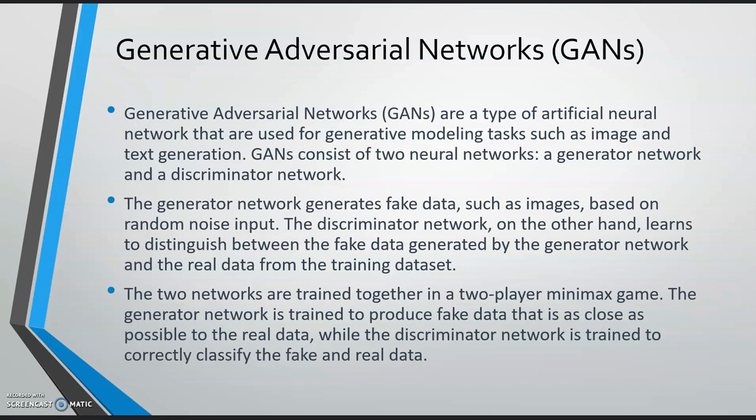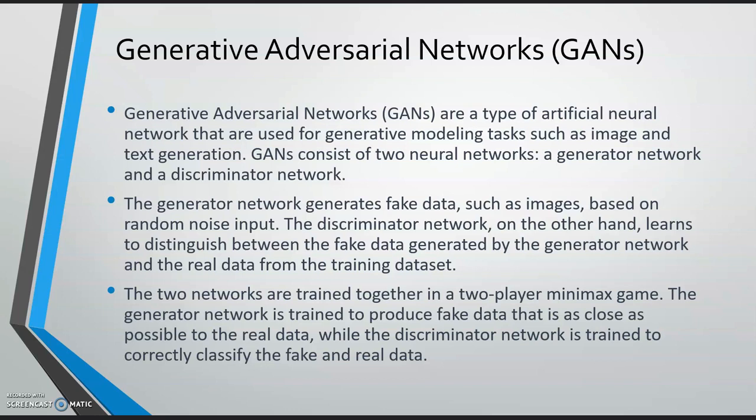Next comes GAN, that is generative adversarial network. Generative adversarial networks are a type of artificial neural network that are used for generative modeling tasks such as image and text generation. GANs consist of two neural networks, a generator network and a discriminator network. The generator network generates fake data such as images based on a random noise input. The discriminator network, on the other hand, learns to distinguish between the fake data generated by the generator network and the real data from the training set.